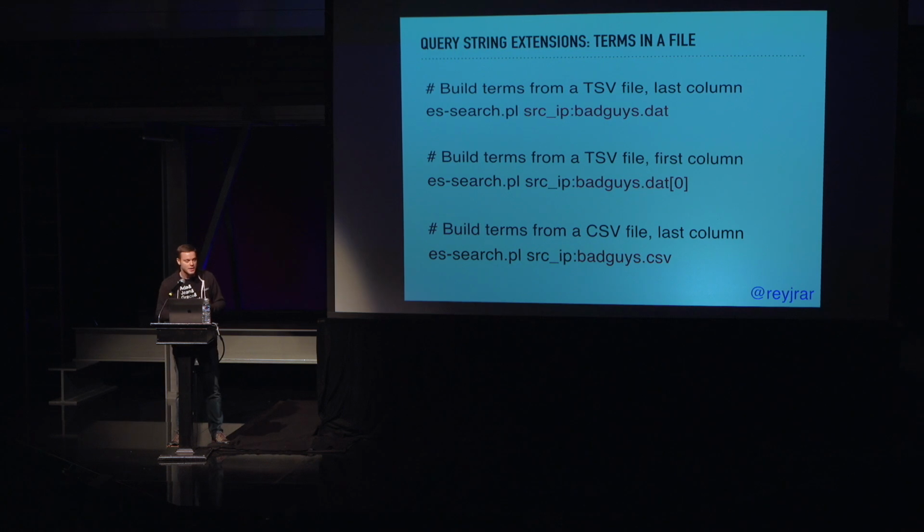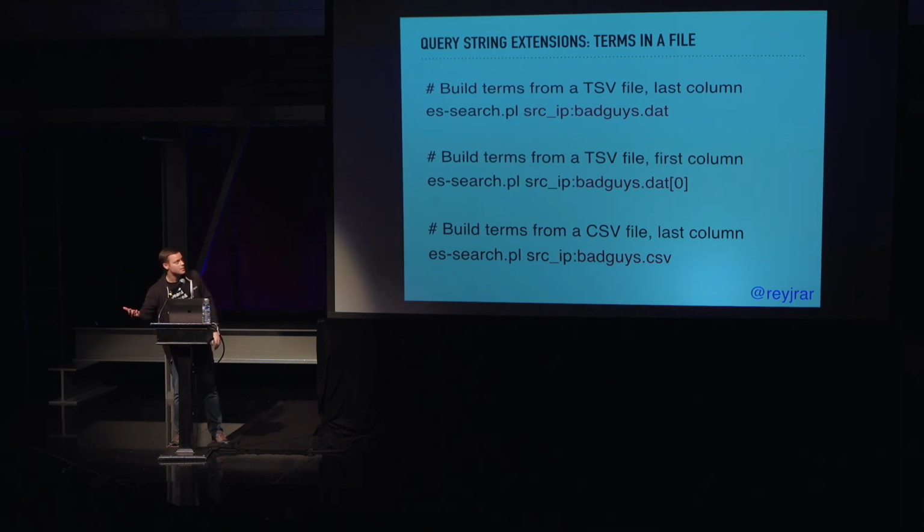And then let's say you have a text file of stuff that you want to search for in JSON or CSV or tab-separated data. You can actually just reference that. I want to look for all the source IP data that's in the last column of the .dat file.